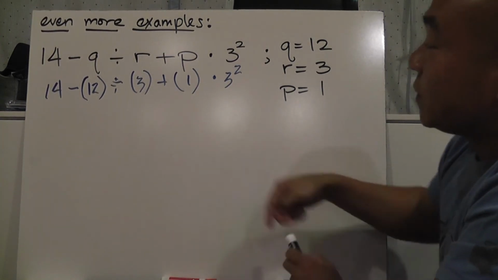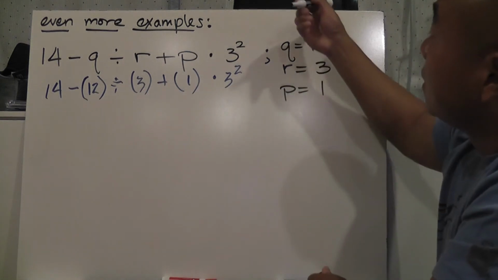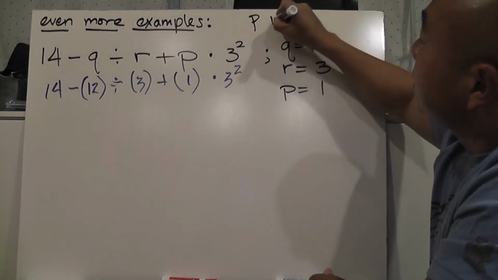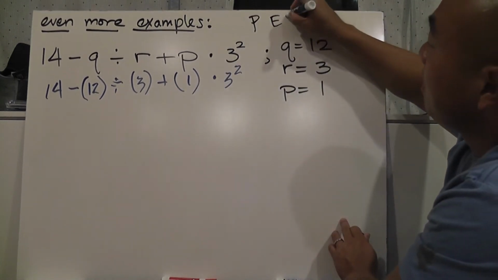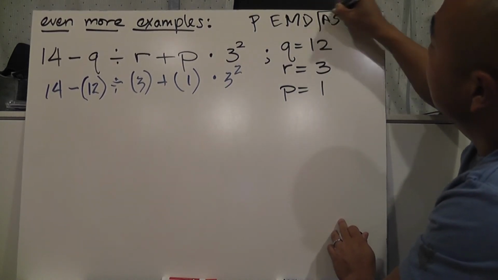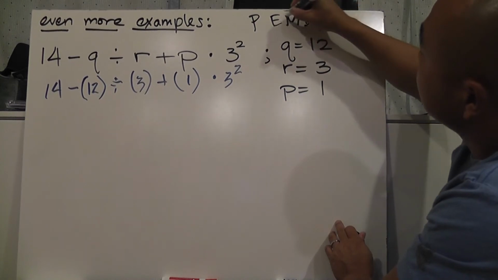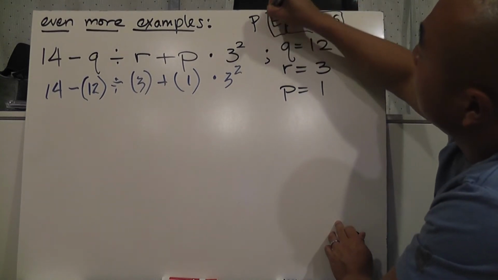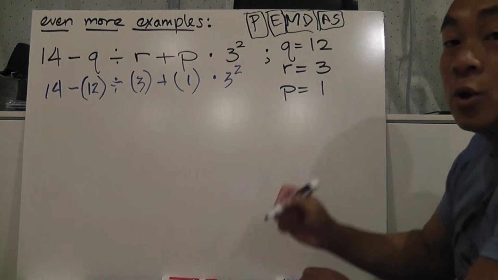Just so that we're okay with this one, for those who forgot, go ahead on the top, write down P, E, M, D, A, S. And again, each one is a step that you need to complete in order to go on to the next step.